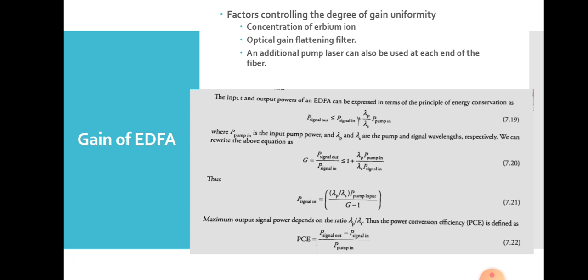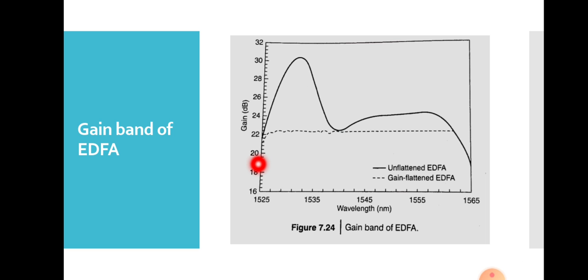Next we will see the gain of the EDFA. Here you can see that different factors control the gain of the EDFA. First one is the concentration of the erbium ion, and next is the optical gain flattening filter. By using this, we can control the gain of the EDFA. Also sometimes we provide an additional pumping laser to provide linear gain regions. And this is the gain band diagram of EDFA. Sorry, this darker line shows the unflattened EDFA gain, and this dotted line represents the gain flattened EDFA line.